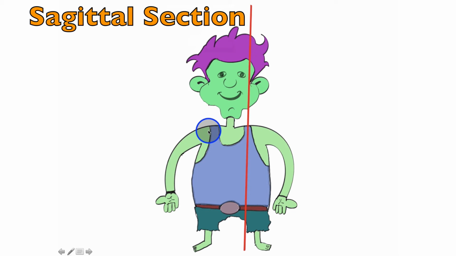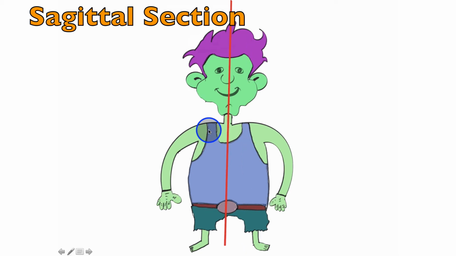This is a sagittal section. It does not need to divide the body equally into left and right portions. If we looked at this, this is also a sagittal section. We would call this a mid-sagittal section because it's going right down the middle of the body where we have equal right and left portions of the body.